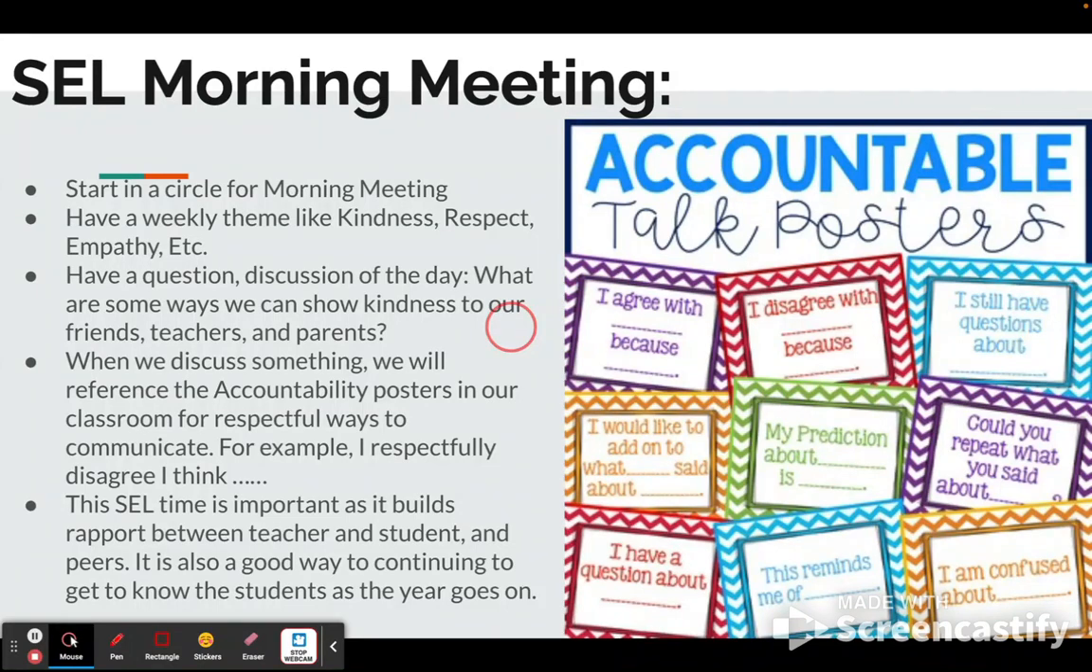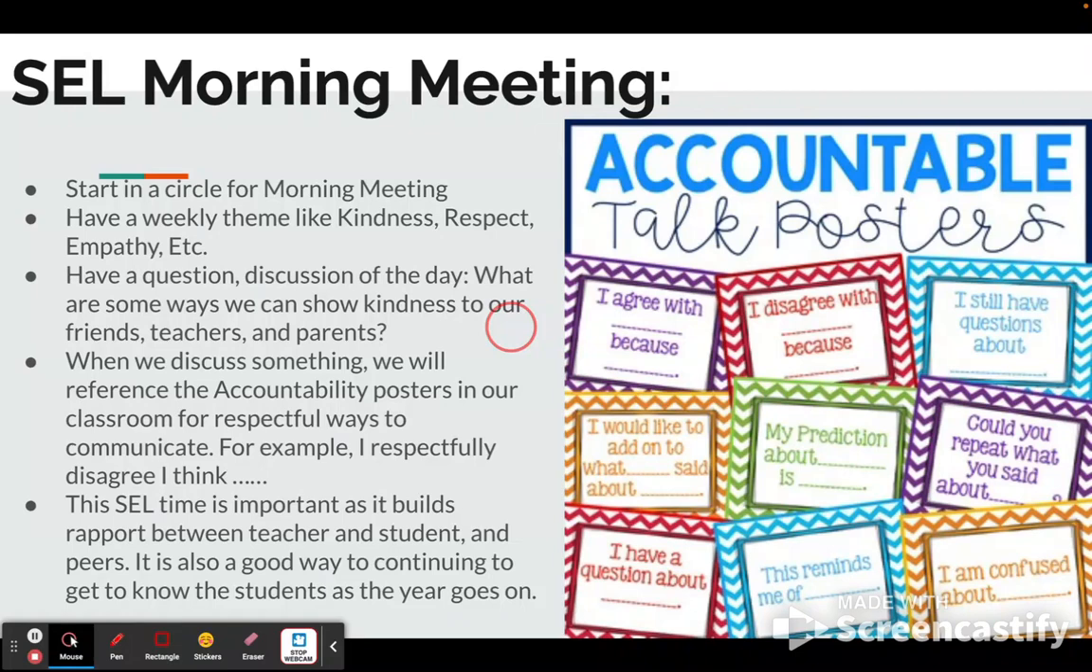Also, have a weekly theme like kindness, respect, empathy. So, especially in elementary school, they can start grasping these concepts and really have it firmly understood, even before it really cognates with their brain, which I know happens a couple years later with boys, but it's important to have that basis of knowledge. Have a question, discussion of the day. What are some ways that we can show kindness to our friends, teachers, and parents? Yeah. So some real life examples.